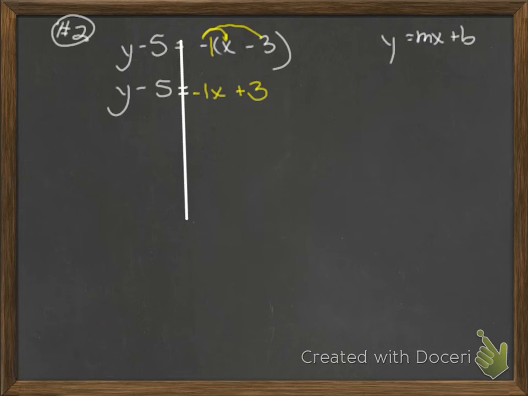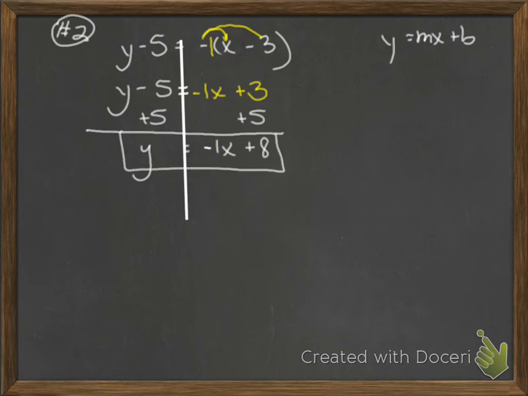It's happened to me before, and I've been doing this for years, so just be careful. All right, so then the only other step is to get rid of my minus 5 by adding 5. So we have y is equal to negative 1x plus 8. And I think that should be our final answer. And again, now that it's in slope-intercept form, you can very easily pick out the slope, which is negative 1, and the y-intercept, of course, which is 0, 8.